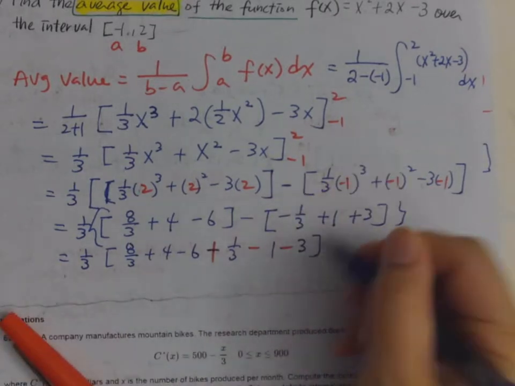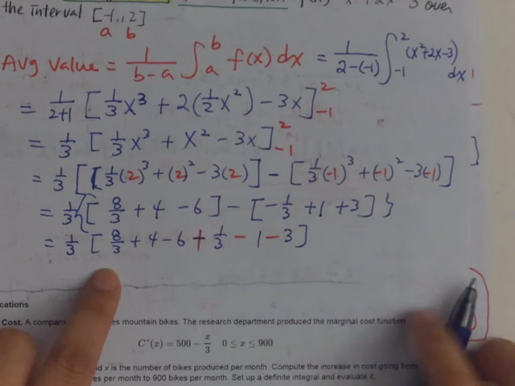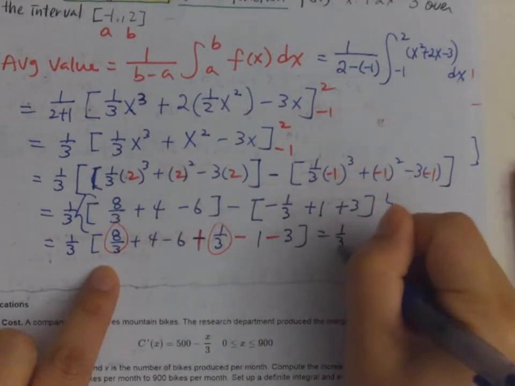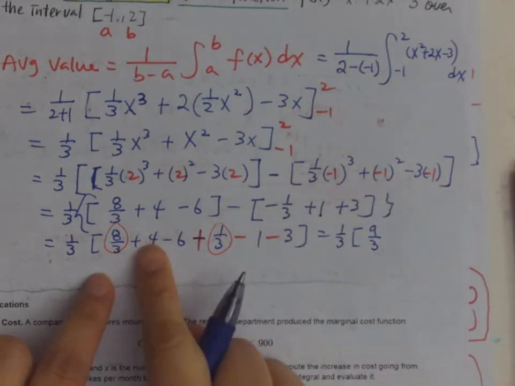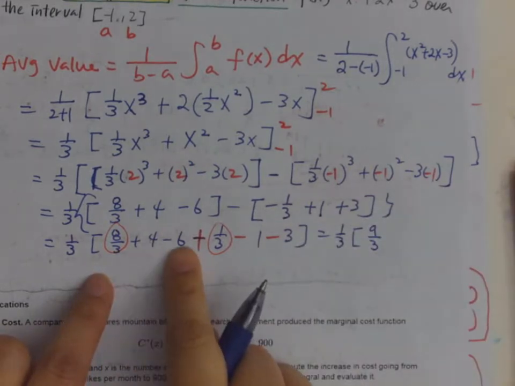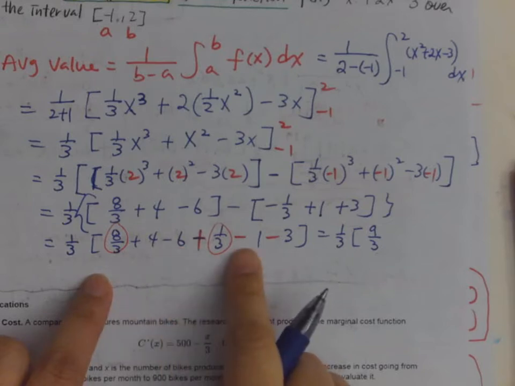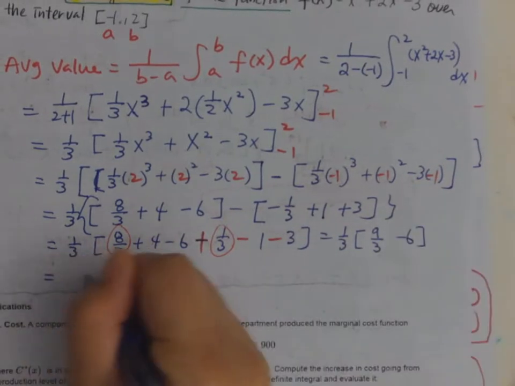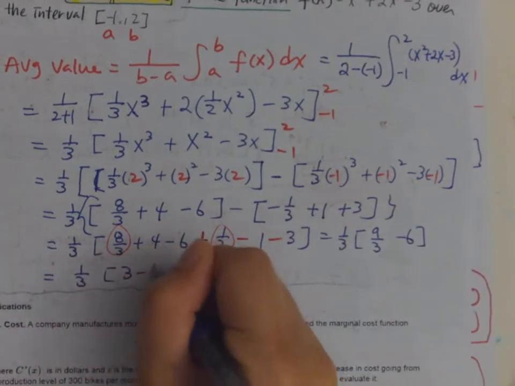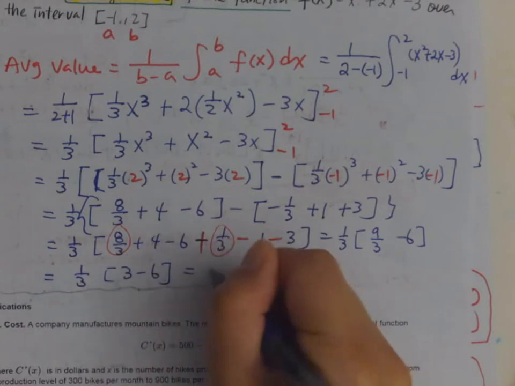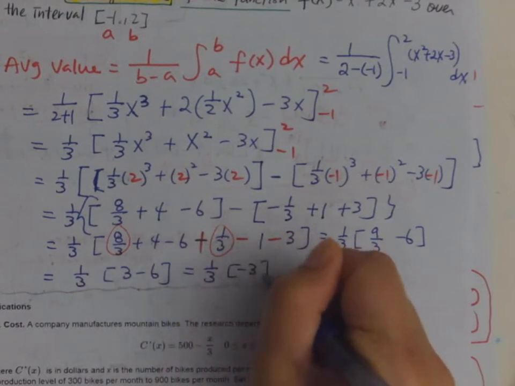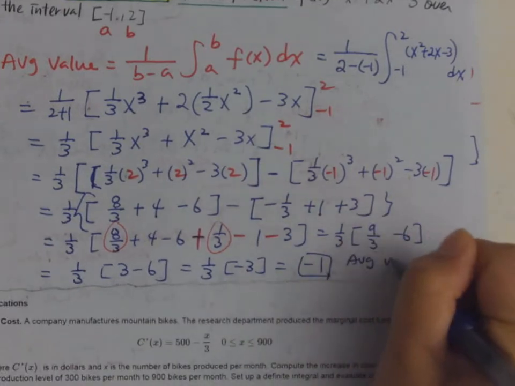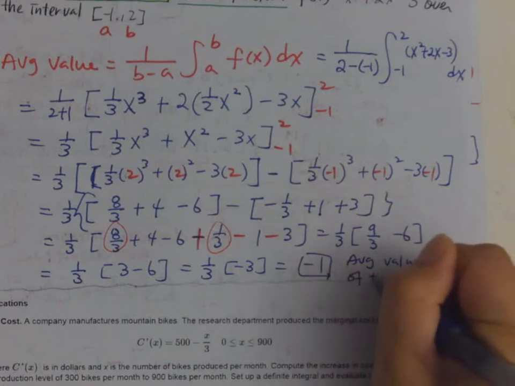Alright, let's see what we can combine. So again, this and this together is 9 over 3. Okay, 4 minus 6 is negative 2, minus 1 is negative 3, minus 3 is negative 6, right? So this is 1/3 times 3 minus 6, right? So we got 1/3 times negative 3. So basically this is just negative 1. This is the average value of the function.